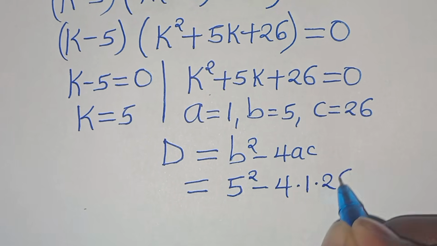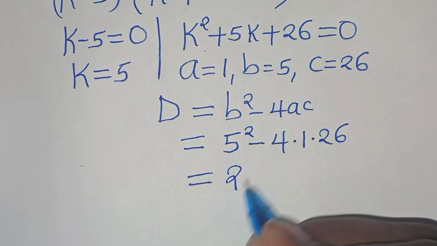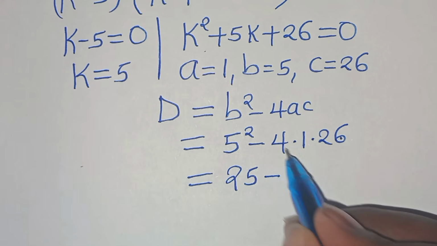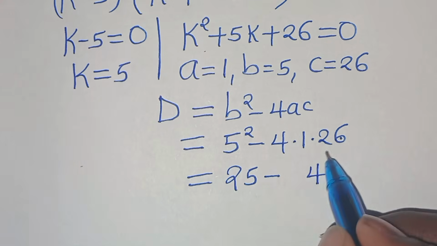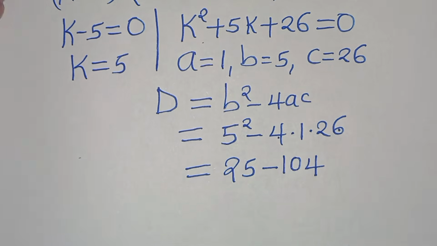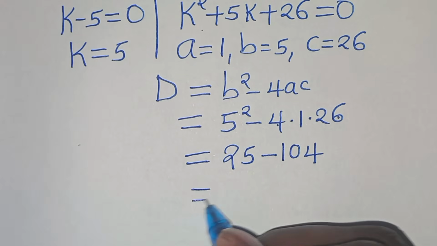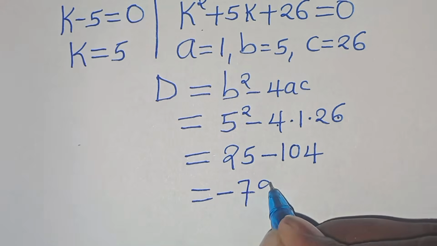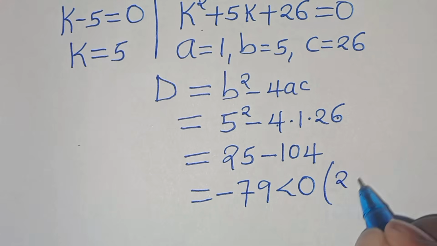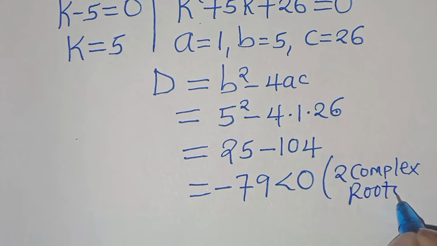10 times 26. So now we have 5 squared, this is 25, subtract, now this is 6 times 4, which is 24, carry 2. Then we have 4 times 2, which is 8 plus 2. This is 104. Then we have 25 minus 104, and this is equal to minus 79, which is less than 0. And this means that we have two complex roots.